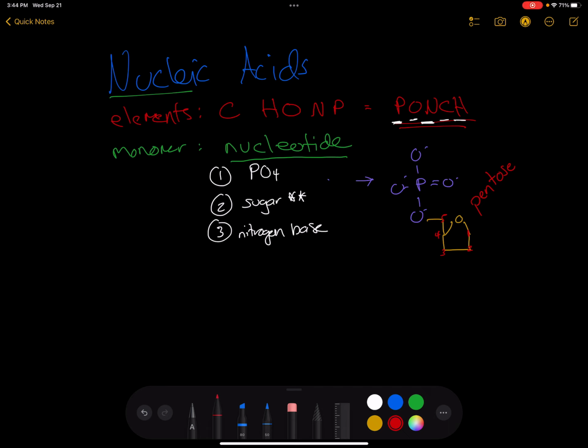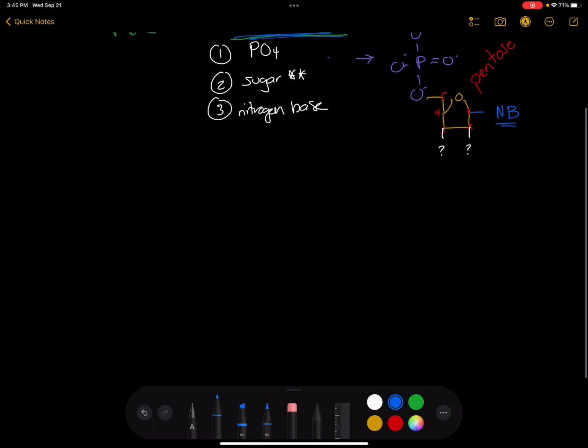And a few things coming off that pentose sugar right here at the 3 carbon and right here at the 2 carbon. That's going to change depending on what type of nucleic acid we're looking at. And then my last part, the nitrogen base, we're just going to draw that as NB. So we'll talk more about structure and stuff later. All right, so now that we have the elements and we have the nucleotide, the monomer, and then the pieces of the nucleotide, now we can talk about examples of this.